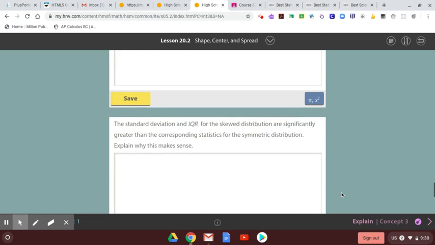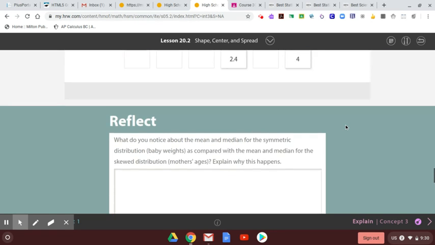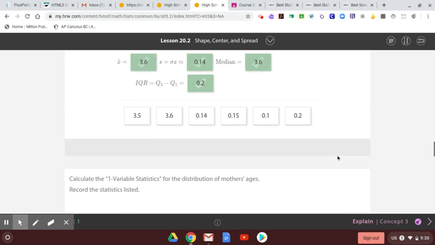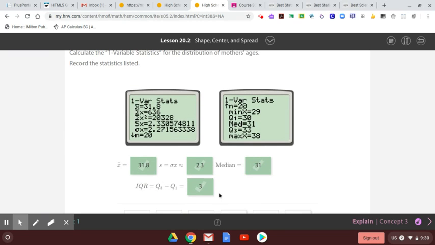So that's that question. The standard deviation and IQR for the skewed distribution are significantly greater than the corresponding statistics for the symmetric. Explain why this happens. So when we look at our values here, IQR was 3 for the skewed. IQR was only 2 for the symmetric because, again, if you have symmetric data, a lot of the data items should fall pretty close to the center, where when you have skewed data, data falls farther from the center. So that's why those values are more.